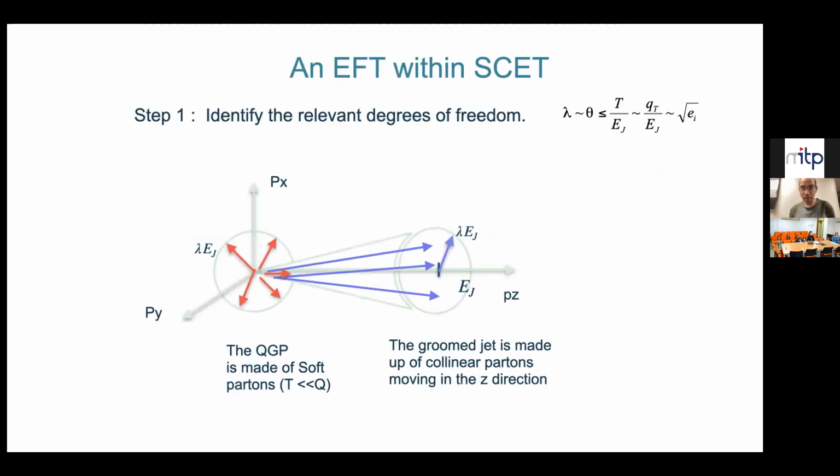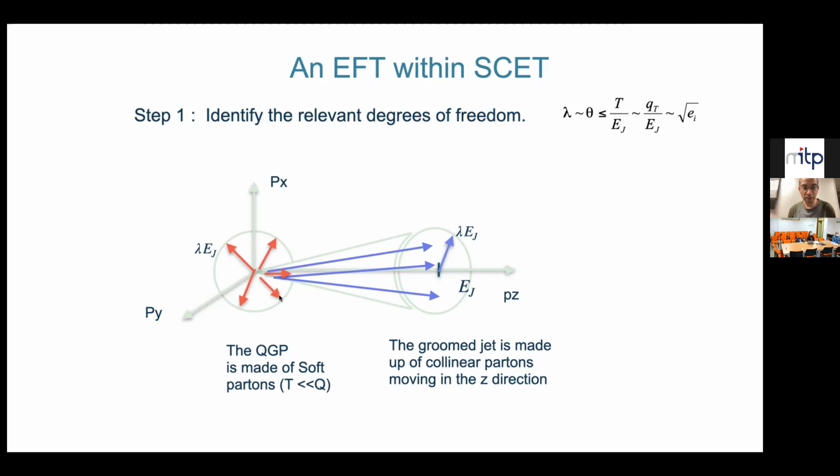Okay, so to do that, I have to first identify what the relevant degrees of freedom are in my EFT. In this case, it's pretty easy to identify what those might be. One of them is just my jet. My jet consists of highly energetic partons, and without loss of generality, I can assume that they're moving in the Z direction. In phase space, that would be the region that they would populate. Those would be my collinear degrees of freedom, which comprise my jet. So that will be one of my degrees of freedom.